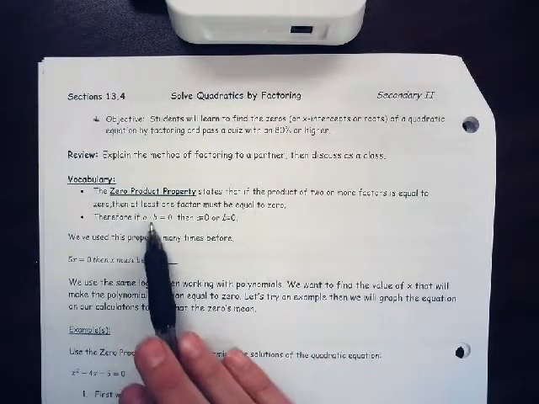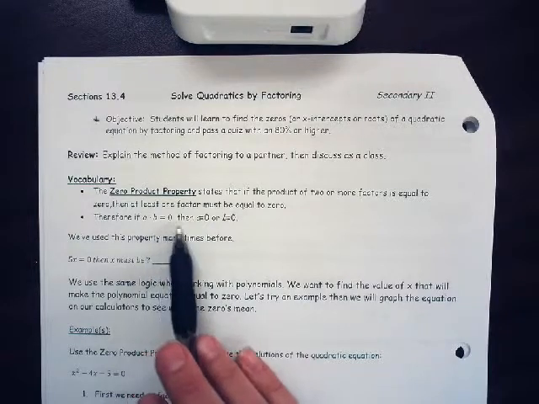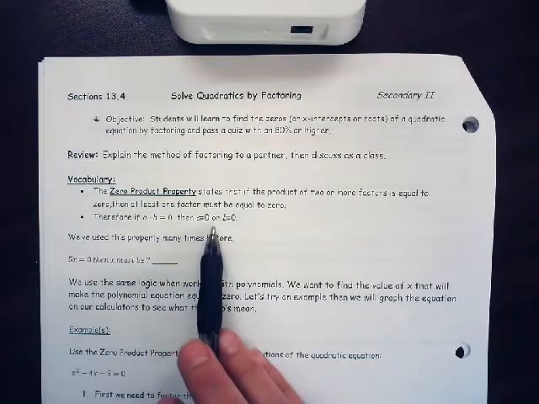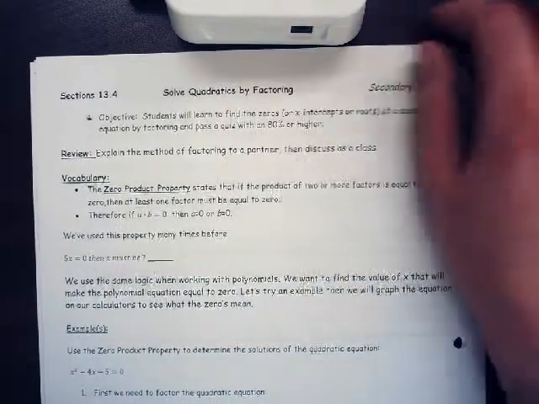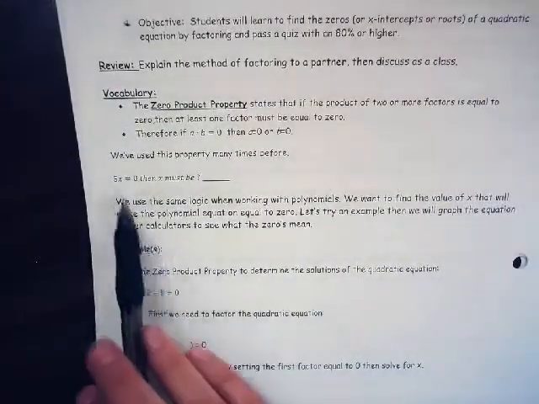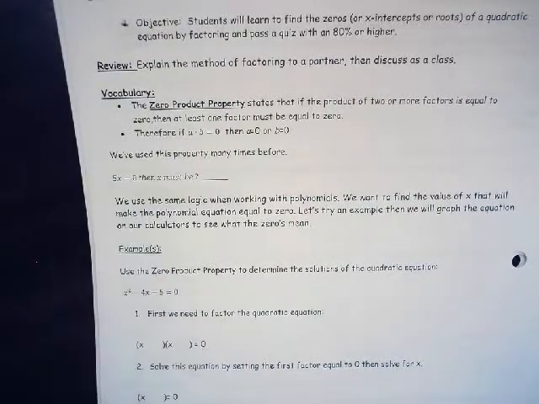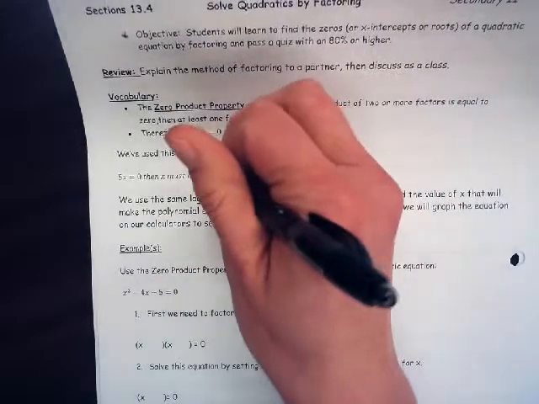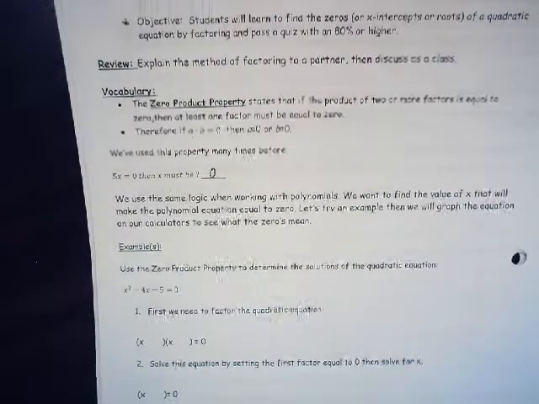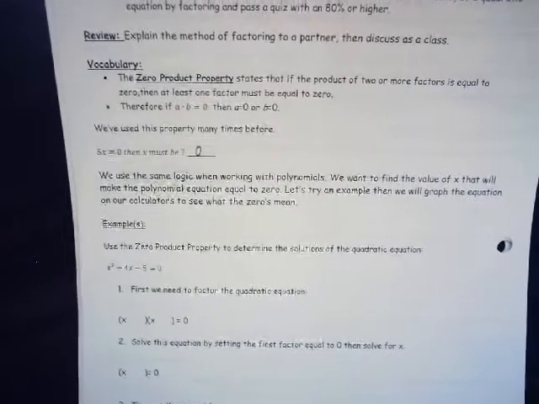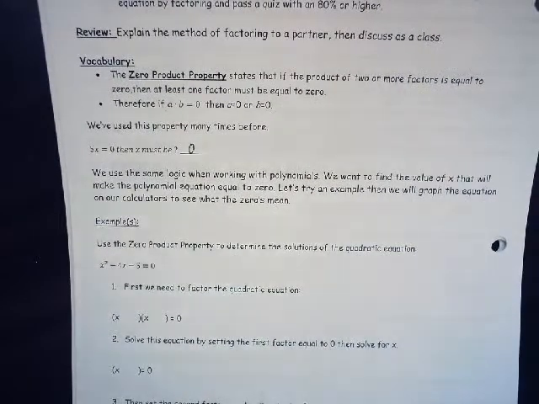Therefore, if I take a number a times a number b and it equals 0, then I know that either a is 0 or b is 0. And we've used this property many times before. If I have 5 times some number x and it equals 0, then what does x have to be? x has to be 0 in order for that to work. So we've talked about this before and we've used it before. Now we're going to see how we can use it with polynomials.